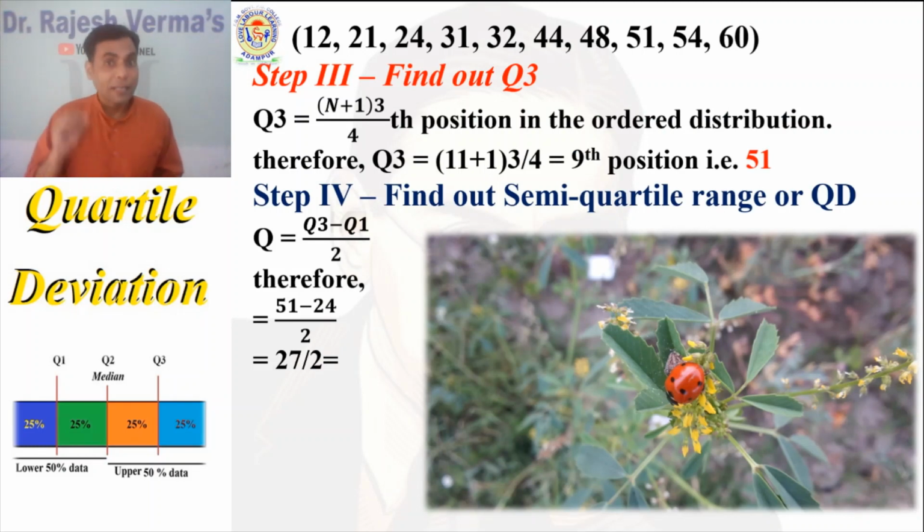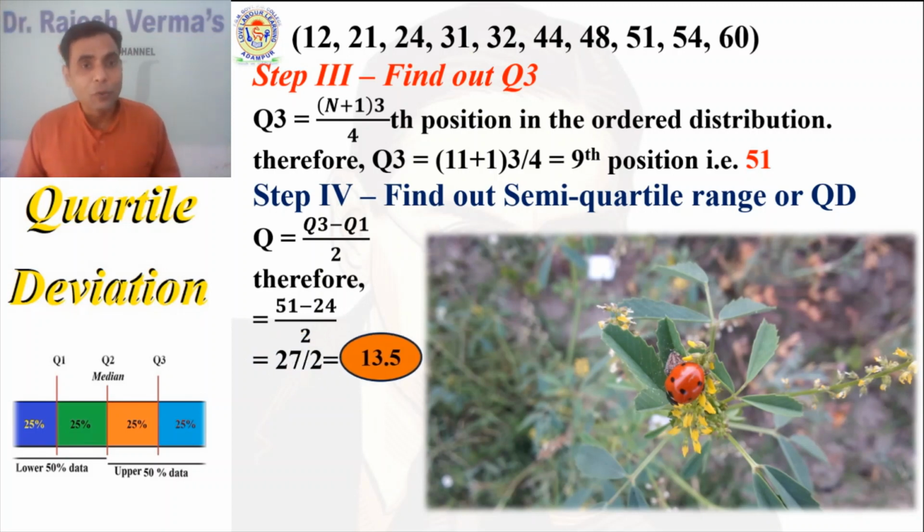51. And the last and important step is to find the semi-quartile range, or quartile deviation, or QD, which I told you earlier. Q3 minus Q1, divided by 2. Q3 minus Q1 will be your interquartile range, and if you divide that interquartile range into 2 parts, that will become your quartile deviation or the semi-quartile range. So Q3 was 51, Q1 was 24. So 51 minus 24 is 27, and if you divide by 2, it will be 13.5.